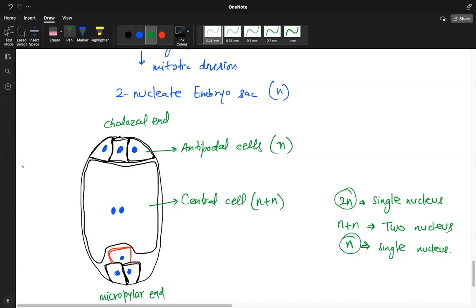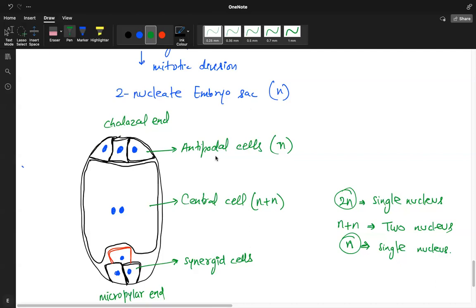Okay. Now these 2 cells at the micropylar end, the most extreme micropylar end, are called synergid cells. Now, synergid cells are very important cells because they play 2 functions. One is when the pollen tube is coming during pollination for fertilization to happen, these synergid cells guide that pollen tube through to the egg cell, which is at the back.